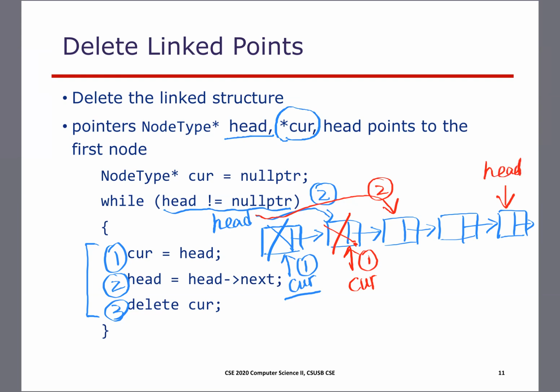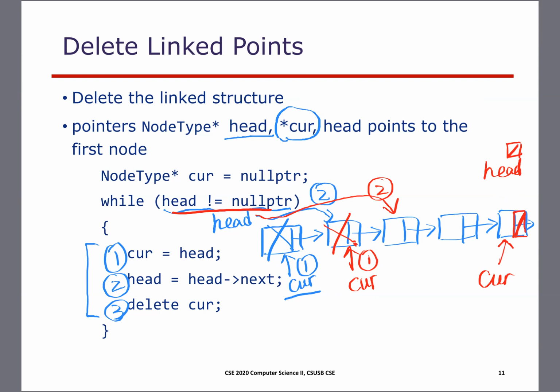Now the head points to the last node, and the condition is true. The head is not the null pointer. Then we have current point to head, and then head equal to head next. This is the last node, so the head next is null pointer. Now the head is null pointer.